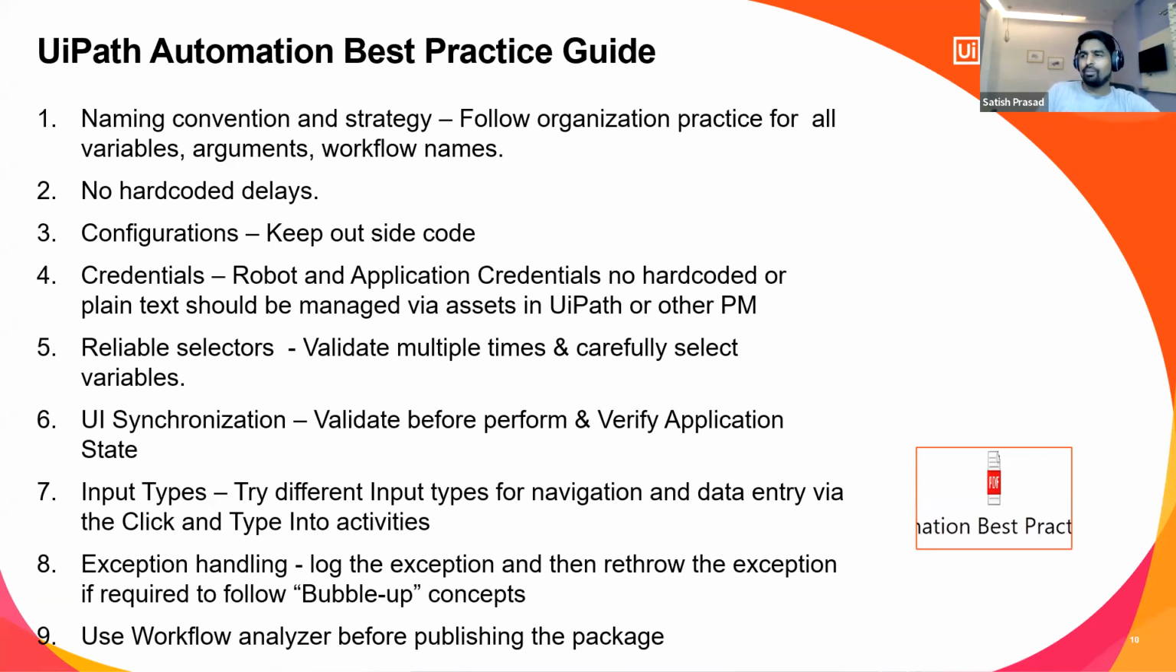Okay. Then let's talk about reliable selectors. And this is really a big topic. This topic I cannot cover in 5 minutes, right? Because different applications have different kinds of selector issues. SAP has its own challenges, right? Mainframe applications have their own challenges. Web-based applications have their dynamic content challenges, right? So what I'm trying to say here is, whenever you are building a selector, try to validate the selector multiple times and carefully select the attributes and the variables for that particular selector.